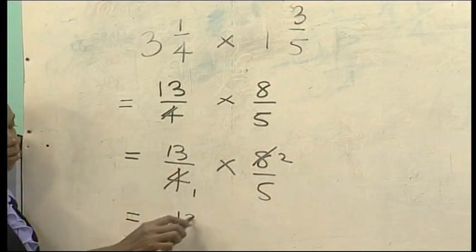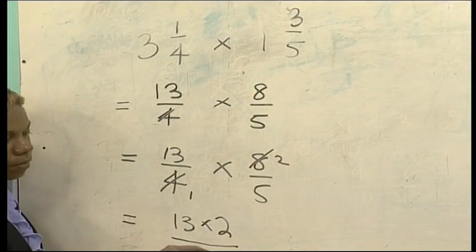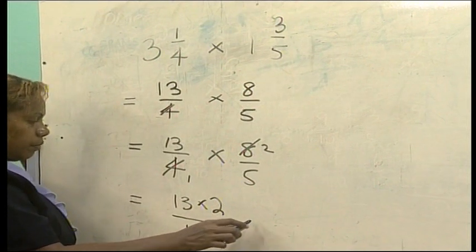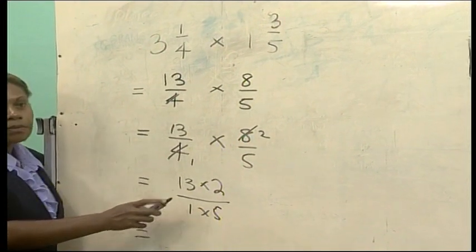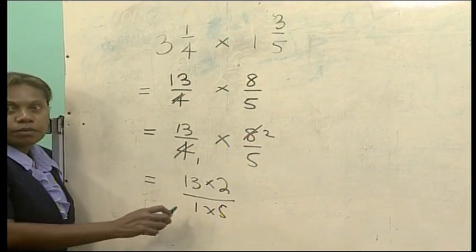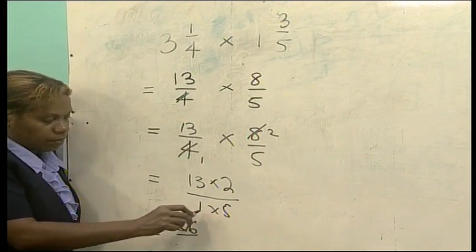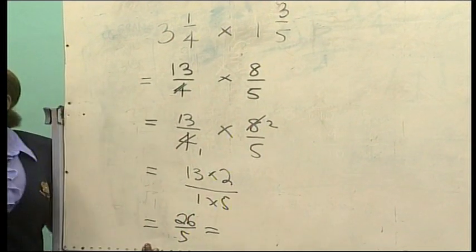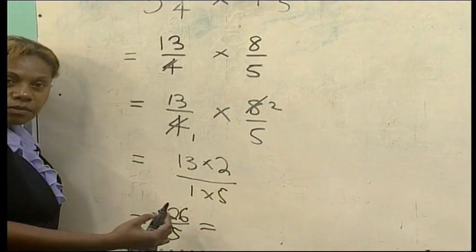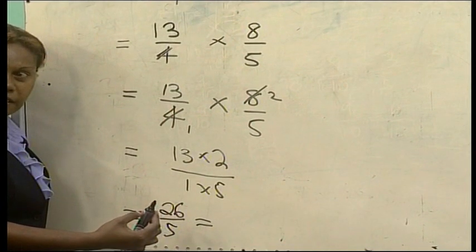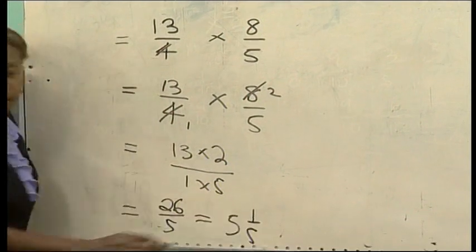13 times 2 over 1 times 3. 13 times 2 equals 26 over 5. Now divide. 5 whole and 1/5. Okay, thank you, Glenda.